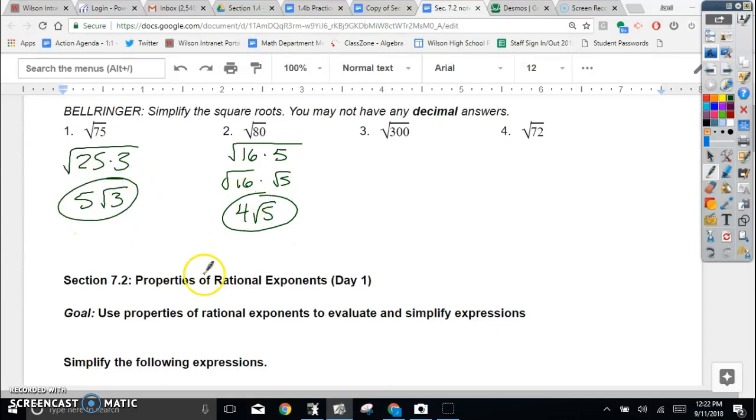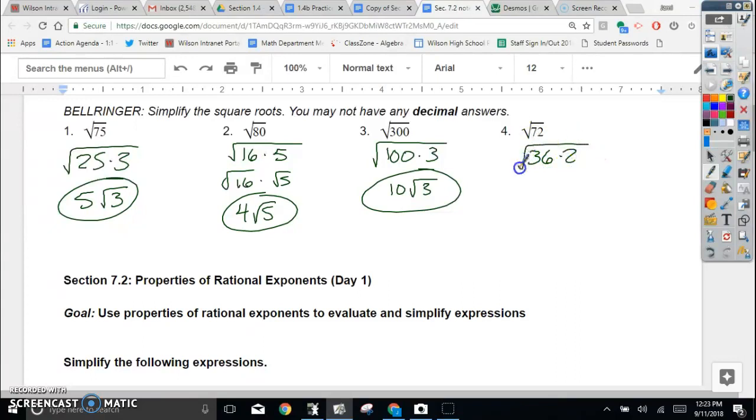Alright, moving right along. This looks like 100 times 3. I'm trying to pick the largest square, that perfect square that goes into these numbers. And 100 would be the best bet because that would give me 10 times the square root of 3. Alright, and coming down here to 72, we have 36 times 2. The square root of 36 is 6, so we have 6 root 2 to add. So that's the bell ringer.